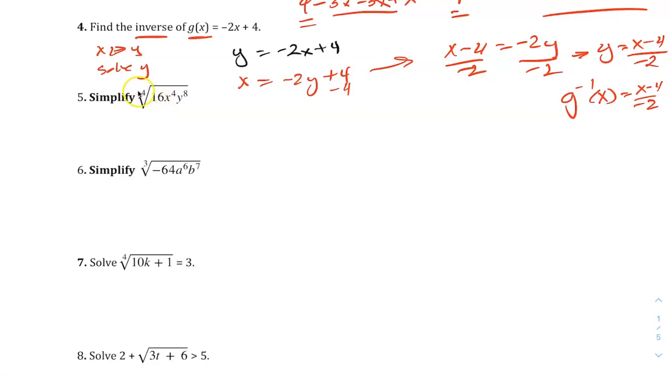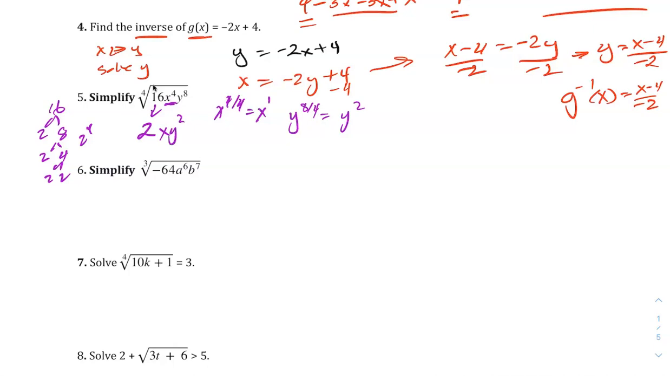Next, let's simplify this thing here. So I got to find the fourth root of 16, which is just 2. 2 times 2 times 2 times 2 is 16, so 2. Alright, if you're not sure, you can break down 16. You get 2 to the fourth. So the fourth root is just 2. Now remember, the way you do a power is you divide it by the power. So x to the fourth divided by 4 is just x to the first. Y to the 8th divided by 4 is just y squared. And there we go.